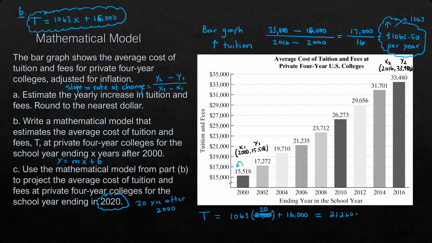That will be 21,260 plus 16,000, which is at the very end. Let's not make a silly mistake. That will be 37,260. So based on my estimations, I predict that in the year 2020, tuition for a private 4-year college will be somewhere around 37,000.